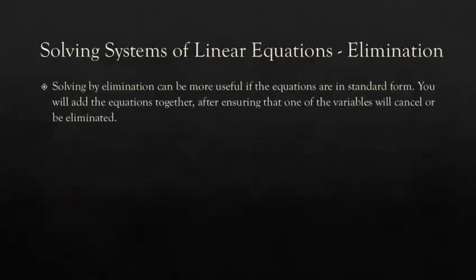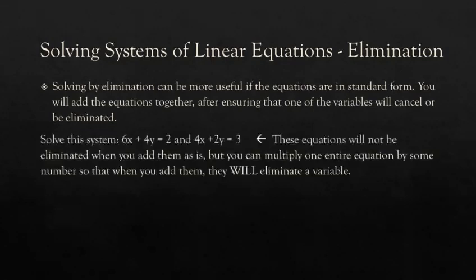Now, solving by elimination can be more useful if the equations are in standard form. What we will do is add the equations together after ensuring that one of the variables will cancel out or be eliminated when we add them together. So we're going to solve this system. 6x plus 4y equals 2, and 4x plus 2y equals 3.